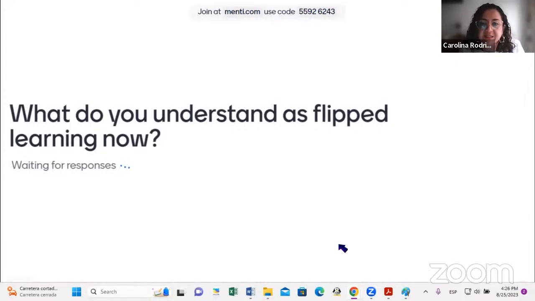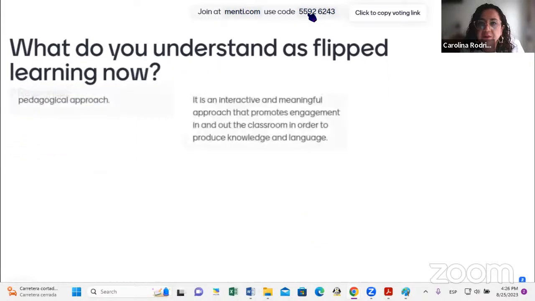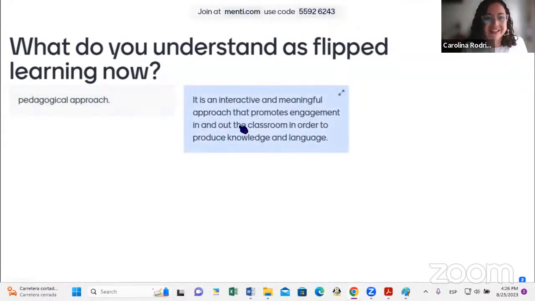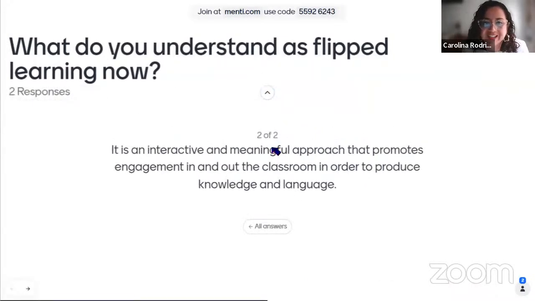Remember, you can access in the link or using menti.com and adding the code 555926243. Okay, great, thank you. We have pedagogical approach. Yeah, that's safe, good. It is an interactive and meaningful approach that promotes engagement in and out the classroom in order to produce knowledge and language. Good, thank you. I like that one very much. It's very clear. Yeah.